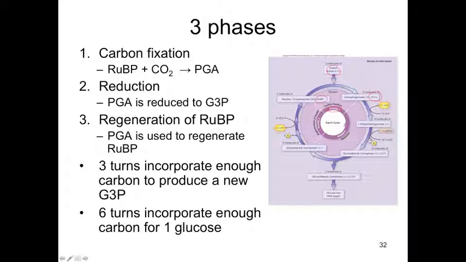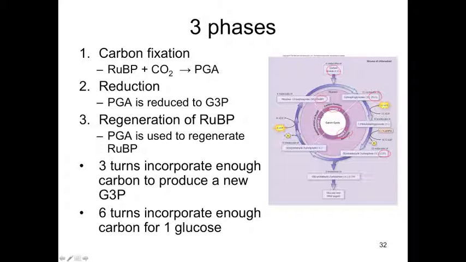In the next phase of the cycle, we have reduction. During reduction, there's a series of reactions that reduce PGA by adding electrons and hydrogens to make G3P. We won't worry about the intermediates.